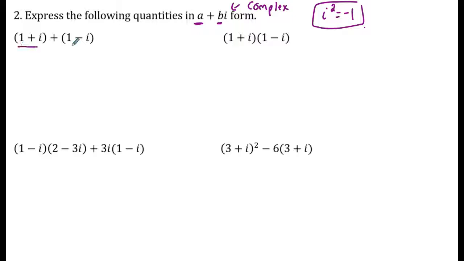So for example, to add these two complex numbers together, you do the real part, 1 plus 1 is 2, and then you do the imaginary part, just as if you combine like terms. i minus i gives you 0. So you get the number 2.